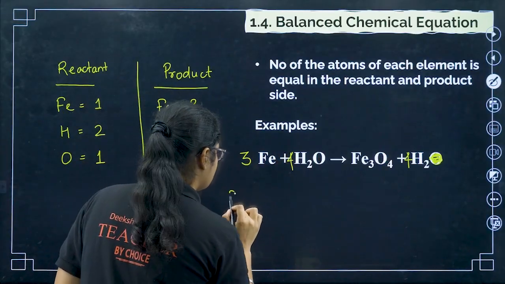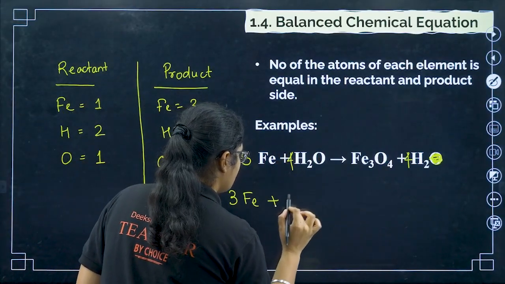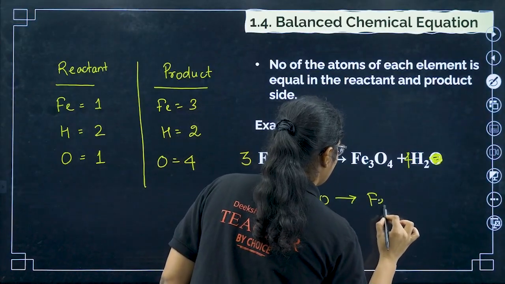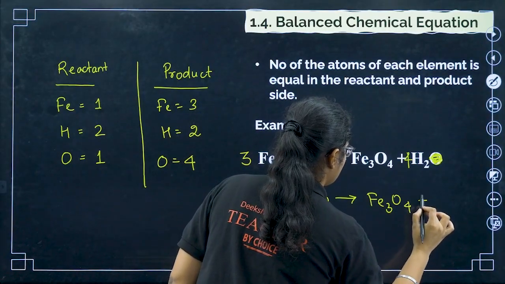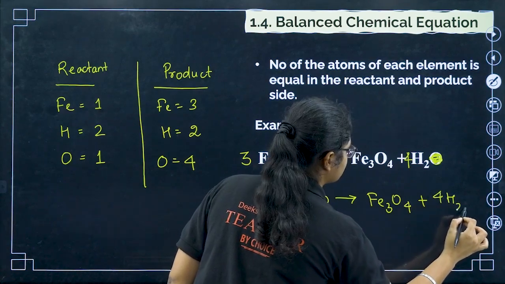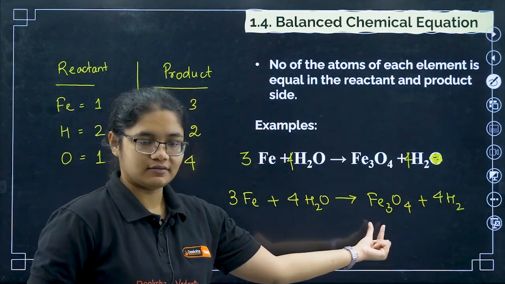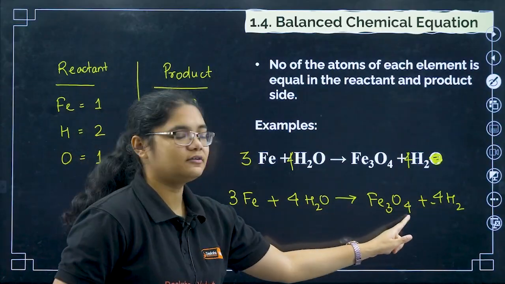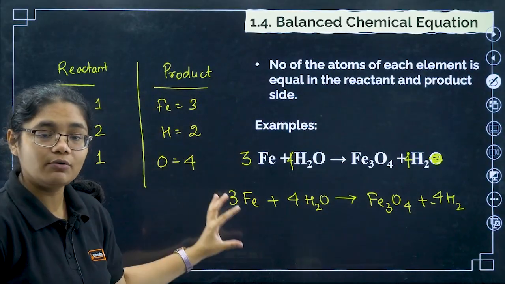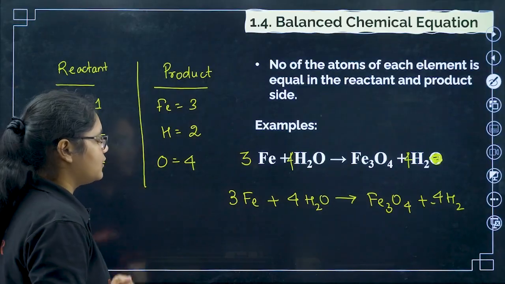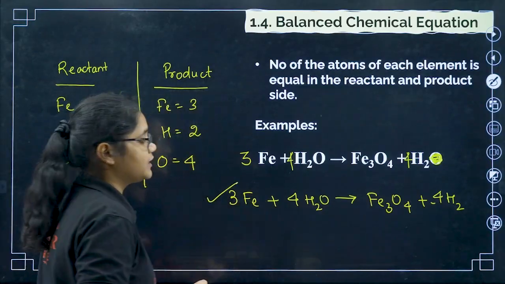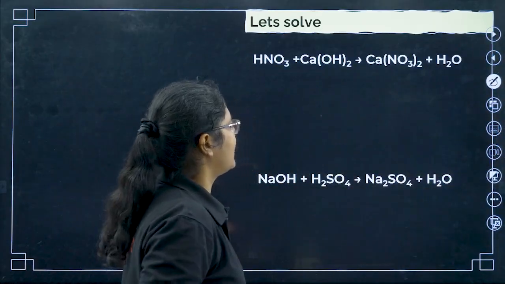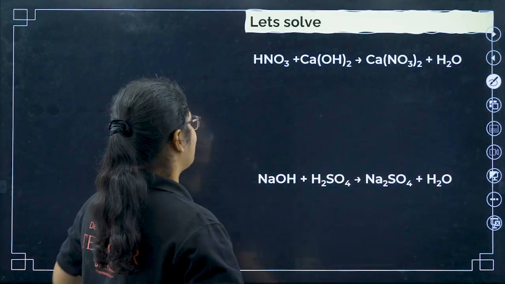Now let me write down the final equation. 3 Fe plus 4 water gives me Fe3O4 plus 4 H2. Now here you can see 3 Fe, 8 hydrogen, 8 hydrogen, 4 oxygen, 4 oxygen. So this reaction is now balanced, okay. So such type of reactions are called balanced reactions. Now you can try to balance these 2 reactions, just for practice.